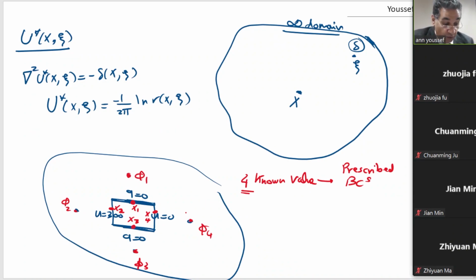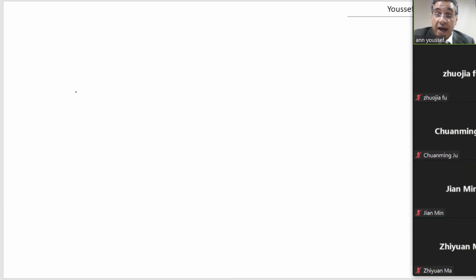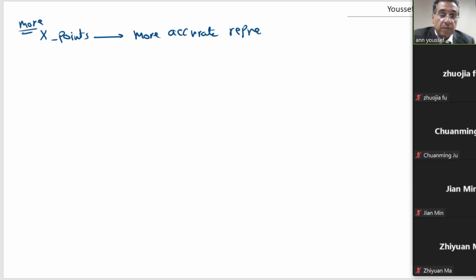I have the right now to choose more x points, more x points. This will give me a more accurate representation of the prescribed boundary conditions.